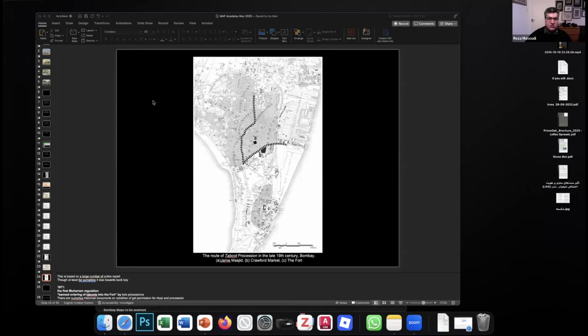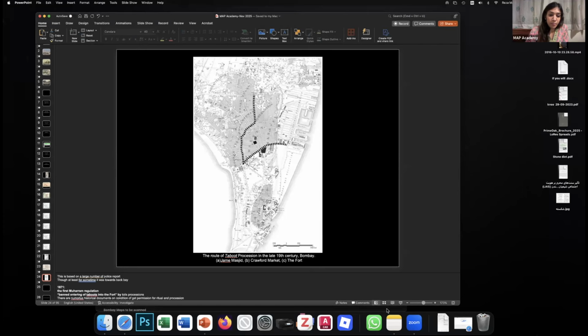Yes. If I look at the 19th century, one of the surprising points was that the procession wasn't going past the Jama Mosque. If I show you, it is quite interesting. Let me move back to the map. Let me share my screen again. Can you see my screen now?